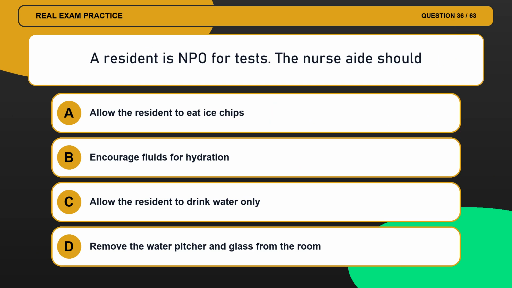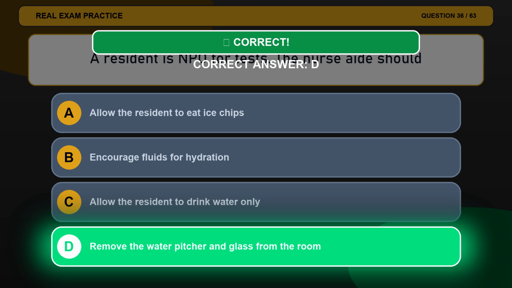Question 36. A resident is NPO for tests. The nurse aide should option A, allow the resident to eat ice chips, option B, encourage fluids for hydration, option C, allow the resident to drink water only, option D, remove the water pitcher and glass from the room. The correct answer is option D, remove the water pitcher and glass from the room.